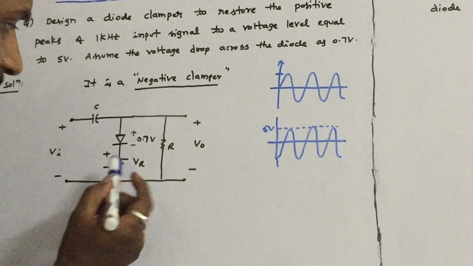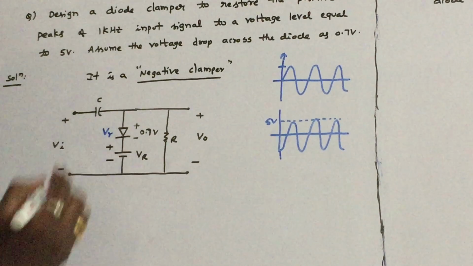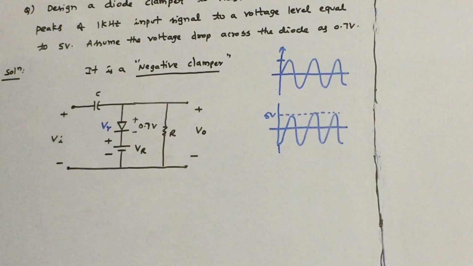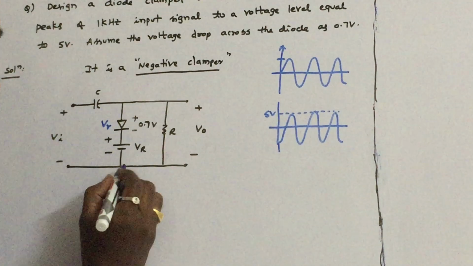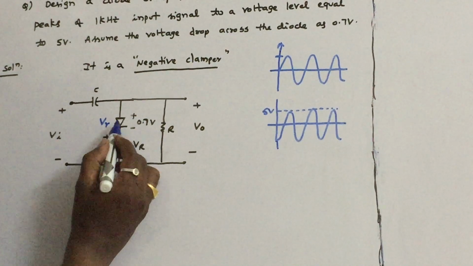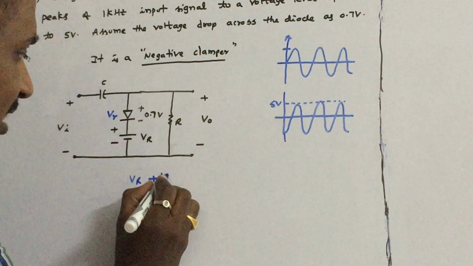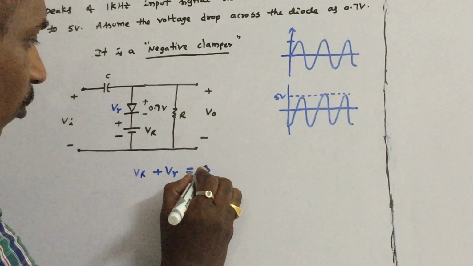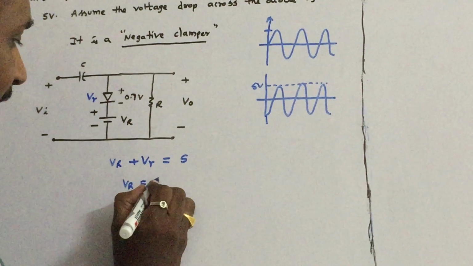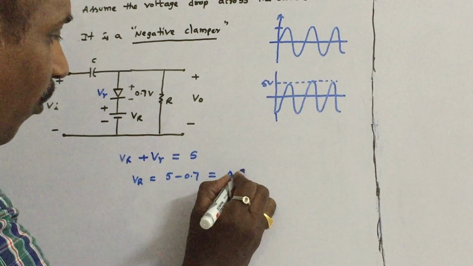So what you have to take is VR plus, let us say the cut-in voltage of this diode is V gamma. We have to equate VR plus V gamma equal to plus 5 volts. That is what we have to do from the circuit. If V gamma is not there, just substitute VR equal to 5 volts. But VR plus V gamma is equal to 5 volts we have to equate. So VR is equal to 5 minus V gamma. What is V gamma given? 0.7. So that will become 4.3 volts.